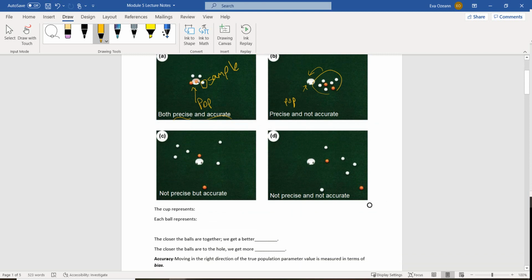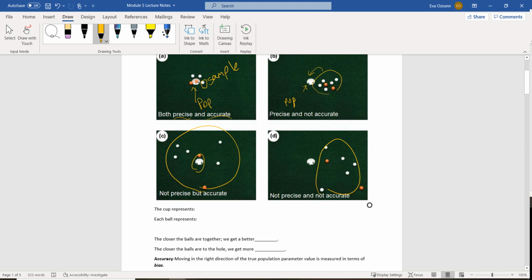Now, this example is one that is not precise, but it's accurate. If we look at all of our samples, they're all grouped around the population, but they're all fairly far away from each other. The last one is just a hot mess. Our samples aren't close to the population, nor are they close to each other.